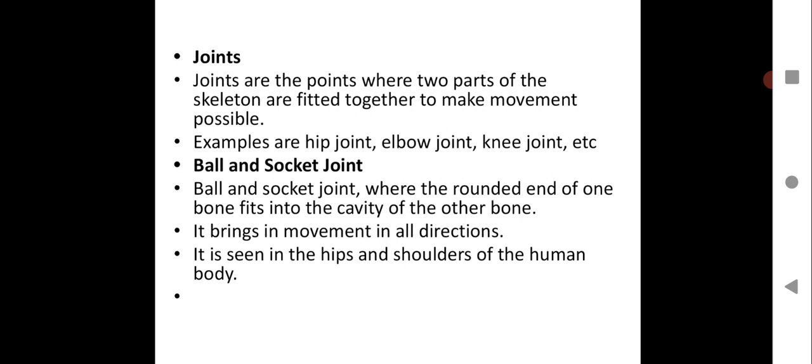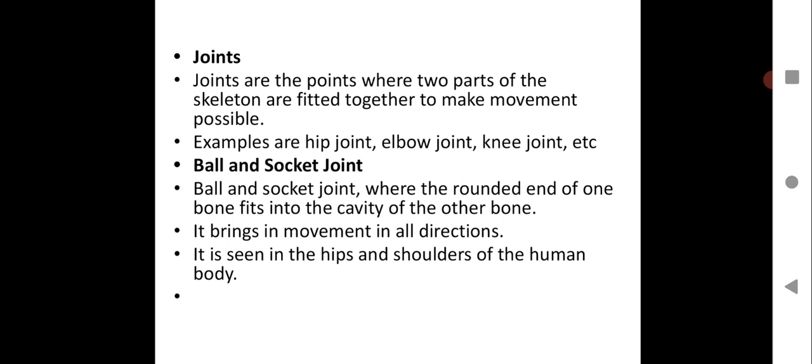It is present in certain parts of the body. Not all parts of the body will show a ball and socket joint. Where it is seen in the body, it is seen in the hips and shoulders. So it brings movement in all directions, because your hips can move in all directions and your shoulder can move in all directions. You can rotate your arms 360 degrees because of the ball and socket joint.